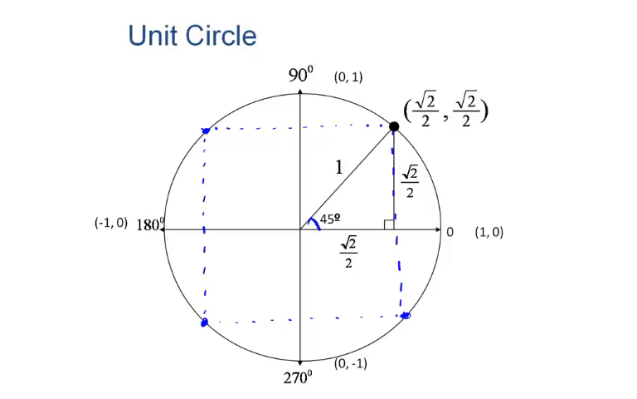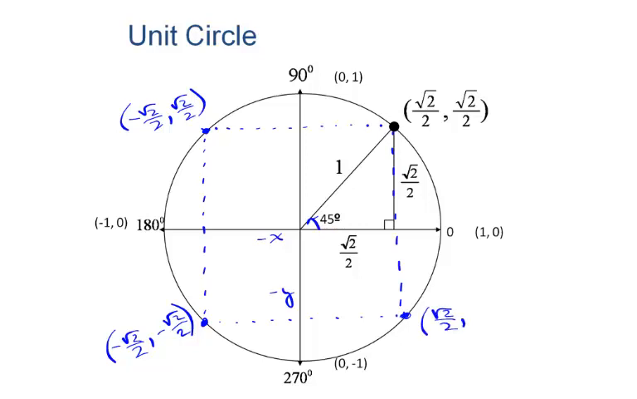So here's 45 degrees. We said we know this is negative root 2 over 2 and positive root 2 over 2. We know the coordinates of this point, negative root 2 over 2. We're in the negative x direction. And negative root 2 over 2 has to be the y coordinate to this point because we're also in the negative y direction. The coordinates of this point have to be positive root 2 over 2 because we're in the positive x direction, but still negative root 2 over 2 for the y coordinate.